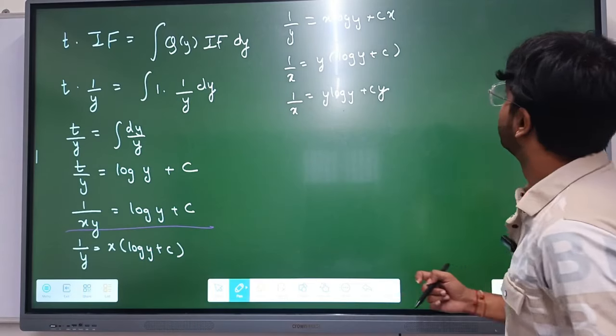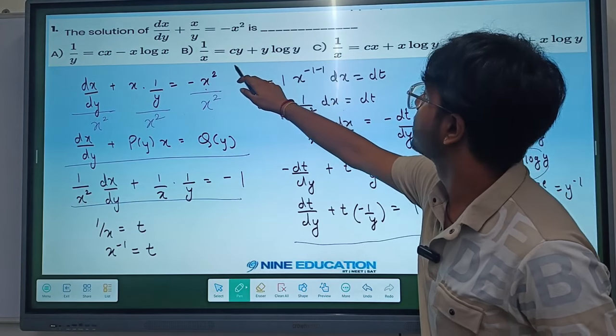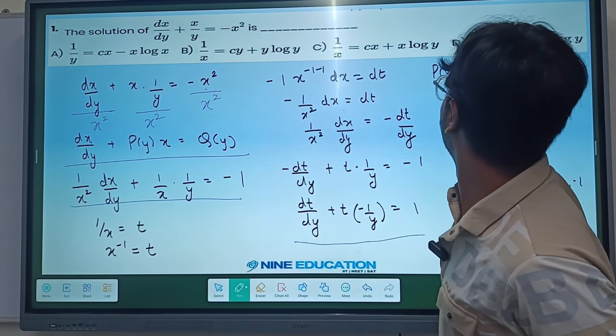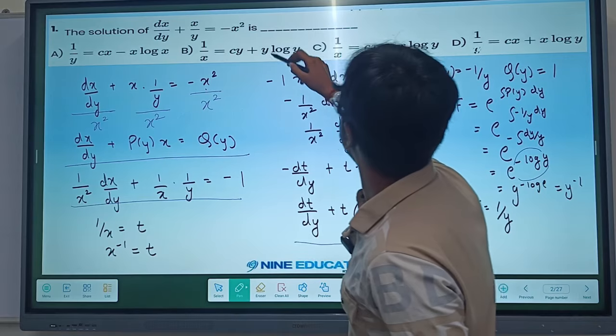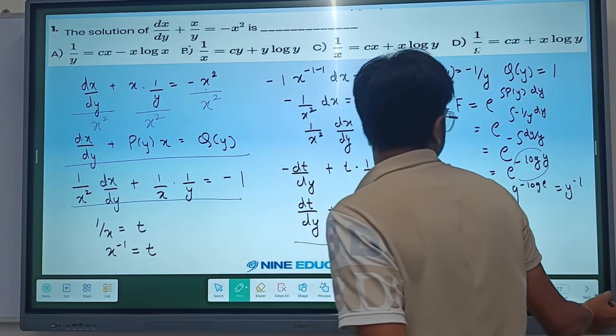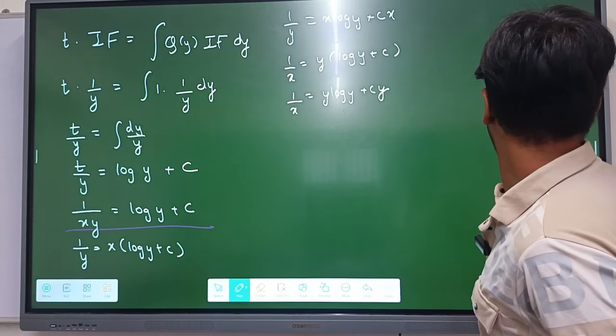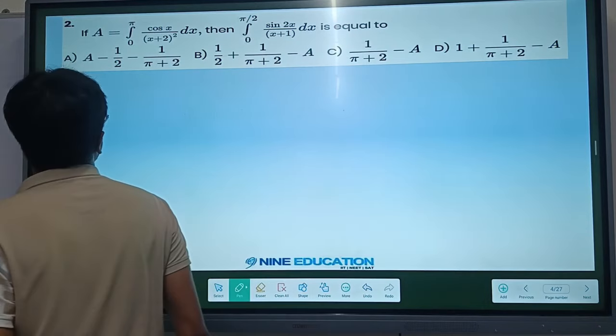So based on the changed options, 1 by x equal to cy plus y log y. I hope you had changed it to 1 by x. So this is our correct answer, B. Alright, let's move to our next question, number 2.